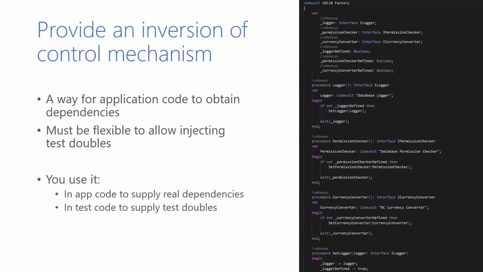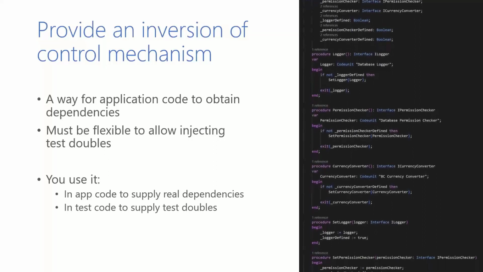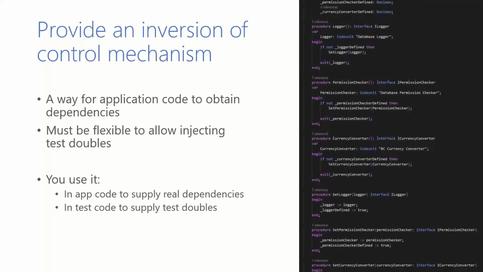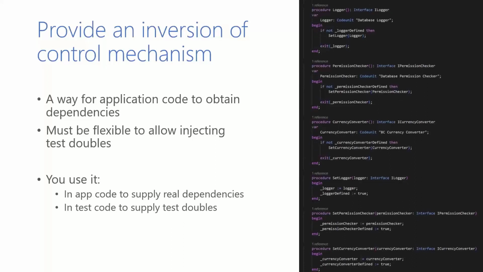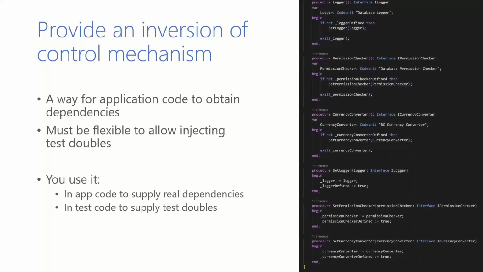my process. So here on screen I have an example of a factory. This is the factory pattern where I can set up a factory, and then I can have that factory return dependencies for the permission checker, for the logger, and for the currency converter. And I can set up the factory with different dependencies as needed. So this inversion of control mechanism must be flexible to allow you to inject test doubles into it.